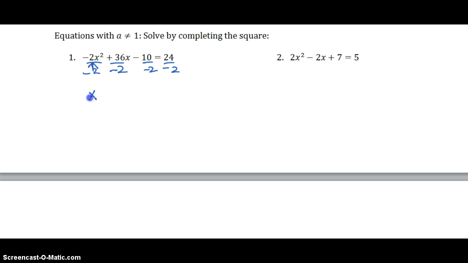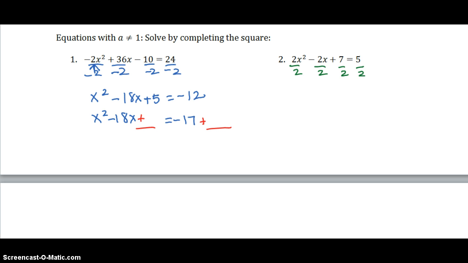So that'll give me x squared minus 18x minus 5 equals, actually that's going to be a plus 5 because a negative divided by negative, and equals negative 12. And now to complete the square, I will subtract 5 from both sides, which will give us a negative 17. And now I'm ready to follow the steps required to completing the square. I went back and added the x. You'll notice I left off the x.